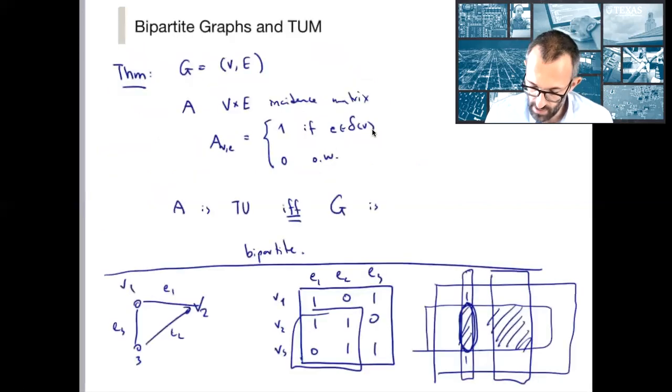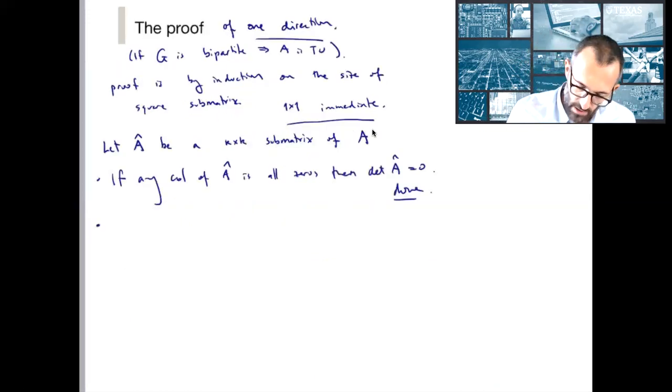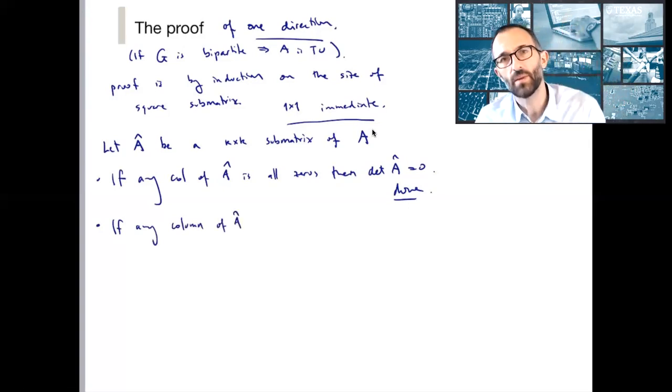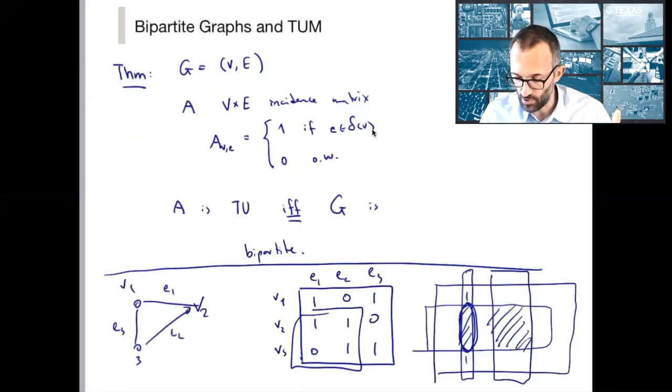What else is possible? Remember, every column of the big matrix has exactly two 1s. That's what this picture shows. So it has two 1s everywhere.